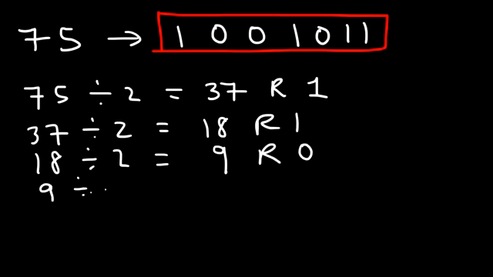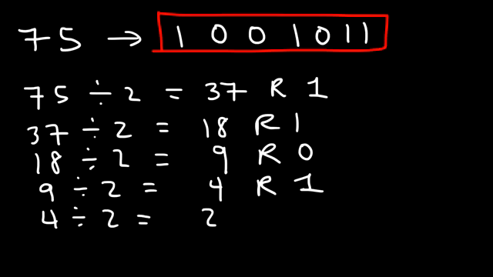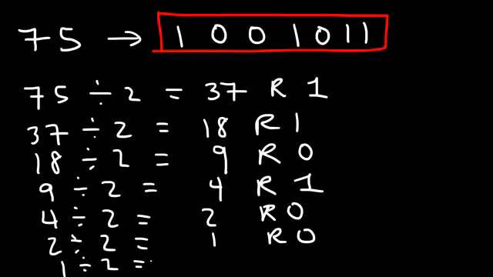And then 9 divided by 2 is 4.5. So we say it's 4 remainder 1. And then 4 divided by 2 is exactly 2. So it's 2 remainder 0. And then 2 divided by 2 is exactly 1, so 1 remainder 0. And then finally, 1 divided by 2, that's basically 0.5. So we could say it's 0 remainder 1. And then we stop here.